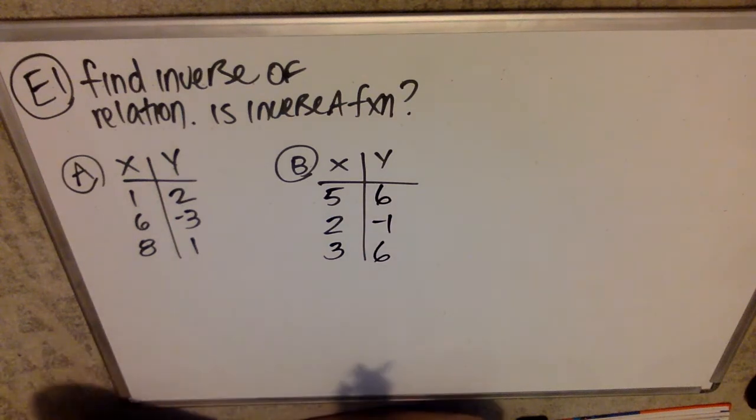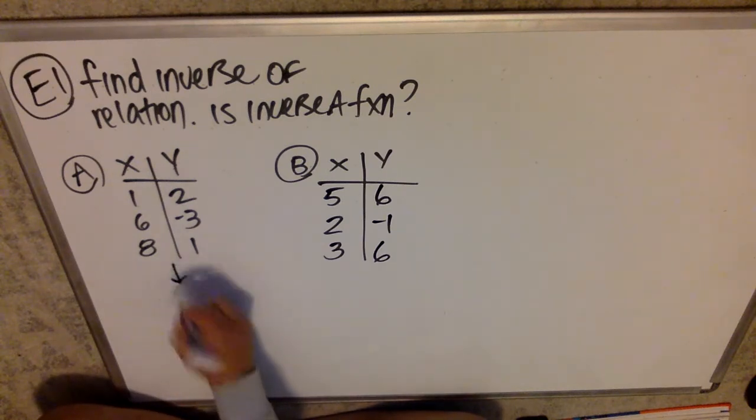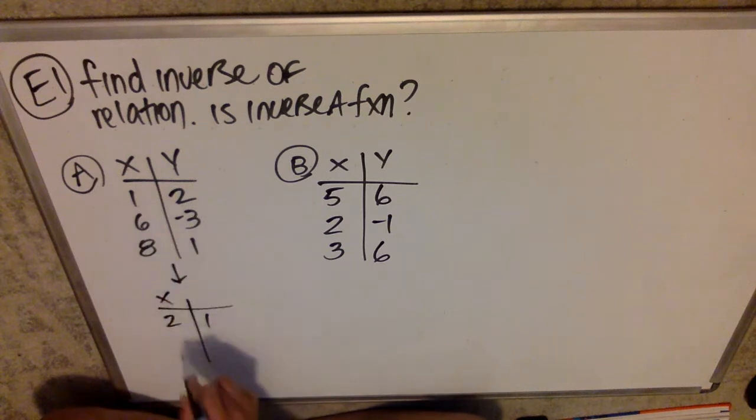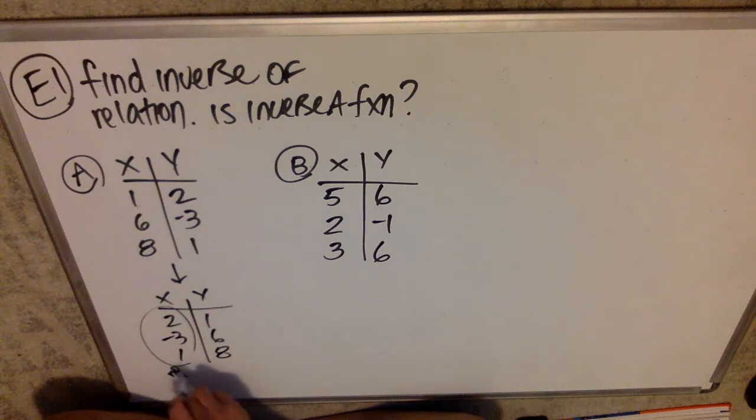All right, cool. So we're going to find the inverse of each one of these. The inverse of this would be essentially 2 comma 1 instead of 1 comma 2, negative 3 comma 6 instead of 6 comma negative 3, and 1 comma 8 instead of 8 comma 1. And because there's no repeats, what I want you to notice is there's no repeats in these x values, so this inverse is a function.